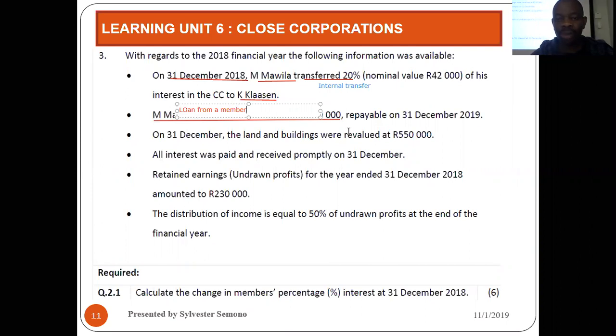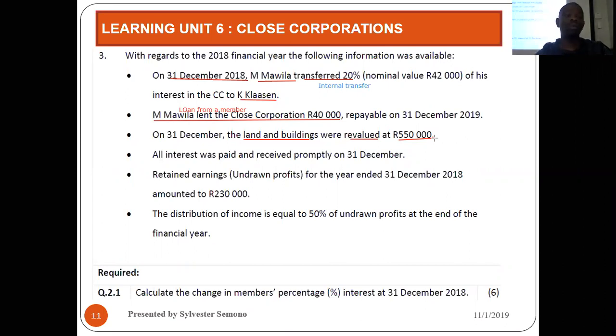So we've got a loan from a member. They say on the 31st of December, the land and buildings was revalued to 350. So this means that if we revalue the land, it's like sometimes they can come to your house and say, can we please value your house? Let's say you bought it for 1 million and they value it to 1.2 million. You get how much?